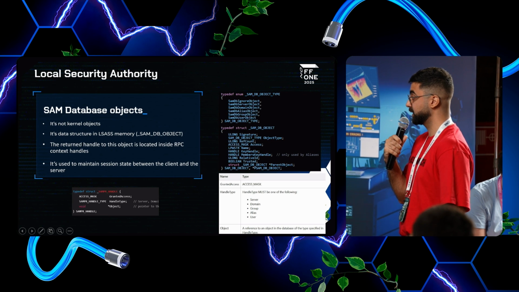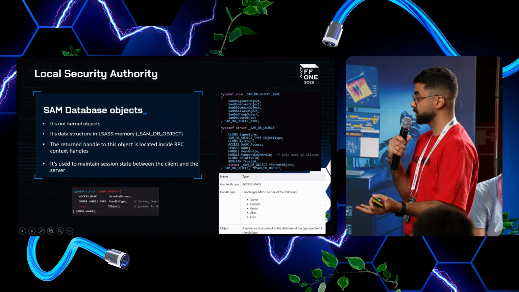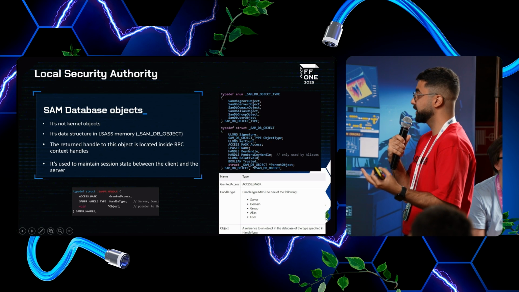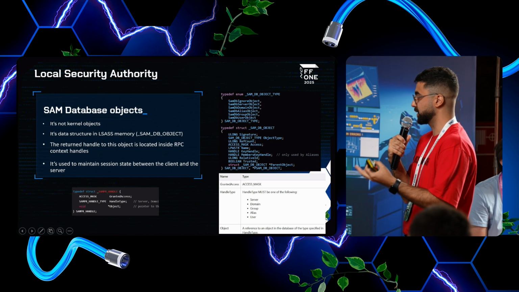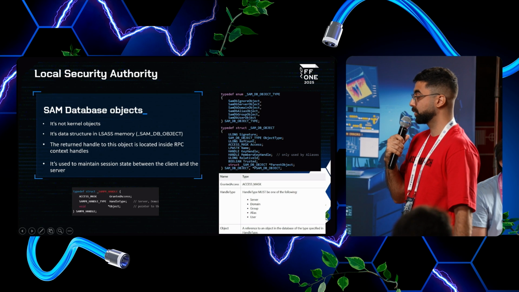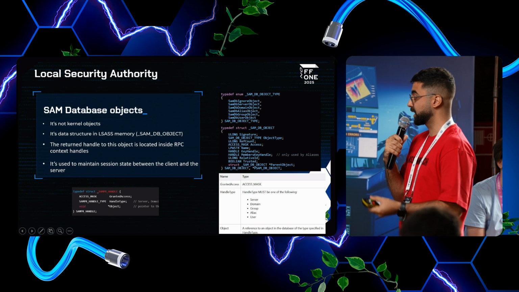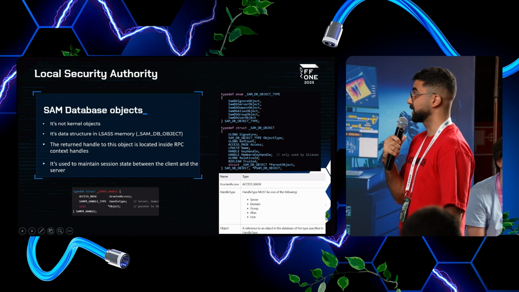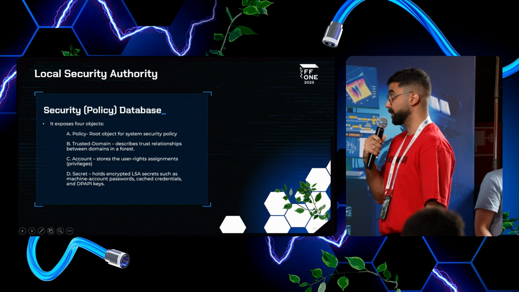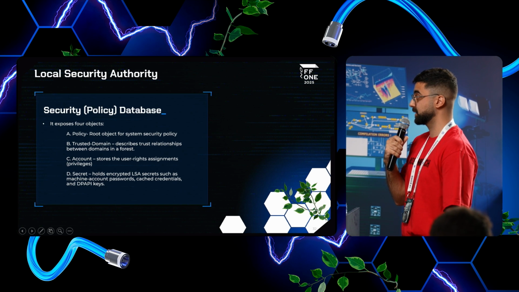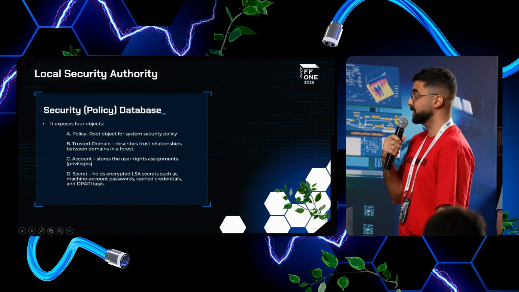This handle will contain the granted access that you get to this object, the handle type, which will be the object type itself, like server, domain, user, and it will also contain a reference for the object inside the LSASS. So the second database is called the security database, and it also exposes multiple objects.